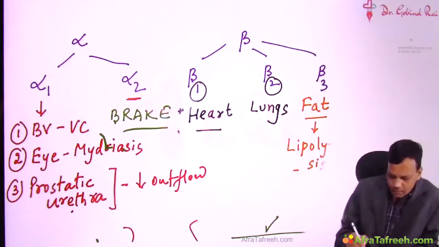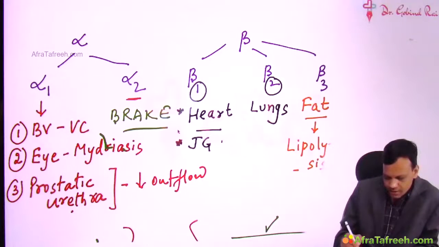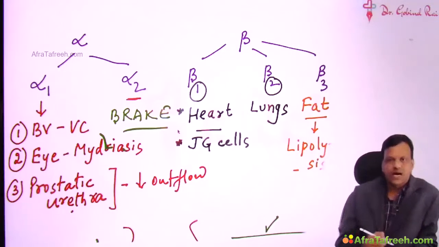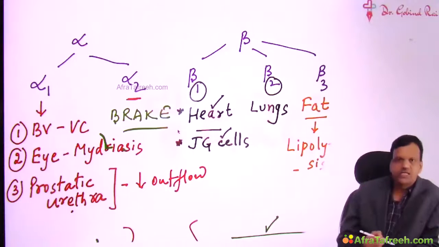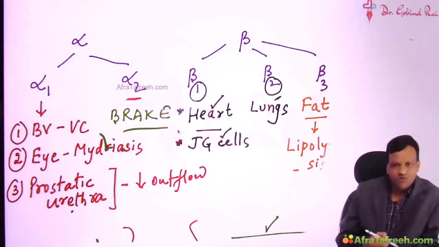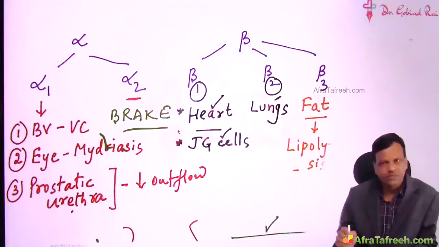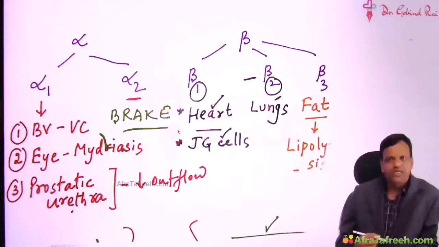Now apart from heart, beta 1 is present at one more location, which is juxtaglomerular cells of kidney. So beta 1 receptor is present in heart and JG cells of kidney. In the heart it stimulates the heart, whereas in JG cells beta 1 receptor will result in secretion of renin. Whereas beta 2 receptors are present at most of the locations, including the lungs. If you remember, in parasympathetic system we discussed M1, M2 and M3 receptors. The last receptor was present everywhere. So similarly here in sympathetic system also, the last receptor, which is beta 2, is present everywhere.